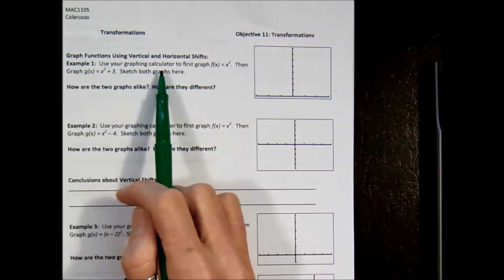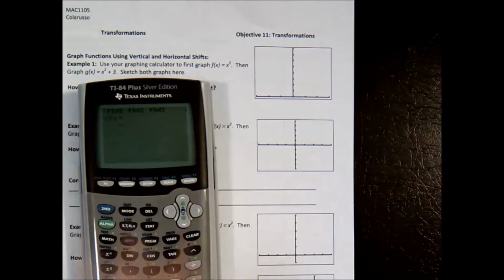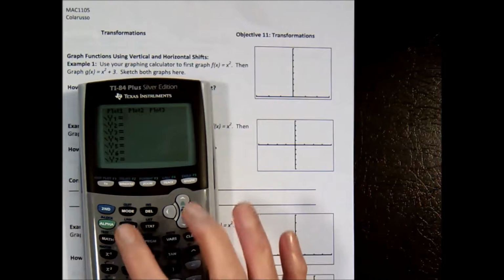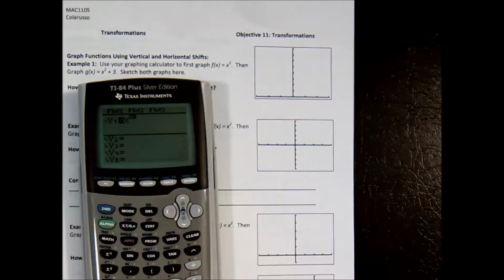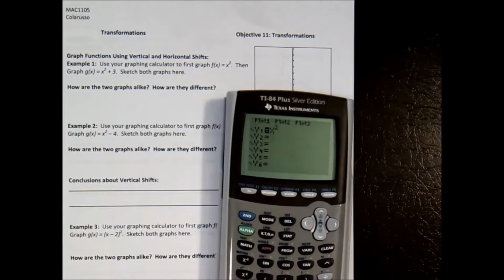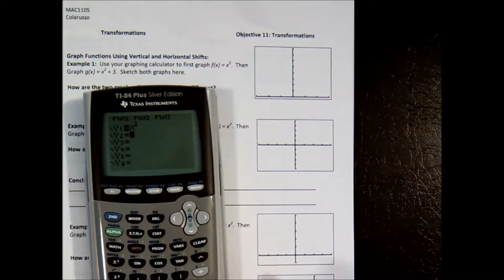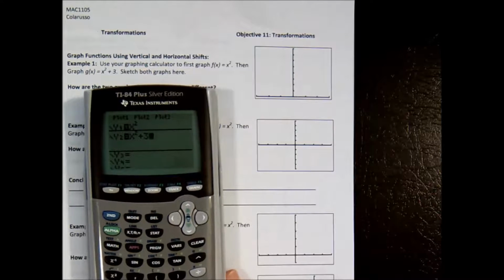It says use your graphing calculator to first graph f of x equals x squared. So we go into y equals, we're going to put in f of x equals x squared. Hit enter, and then it says to graph g of x equals x squared plus 3. So we're going to put in, again, the second y2, that's going to be our g of x, equals x squared. Make sure you're out of exponent land, and then plus 3. Make sure that plus 3 isn't up there with the exponent.